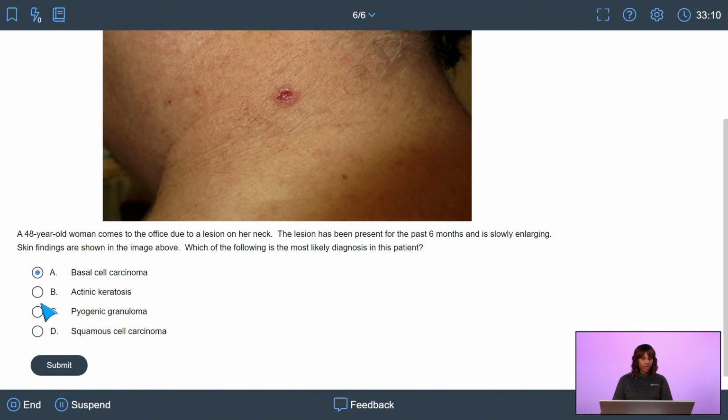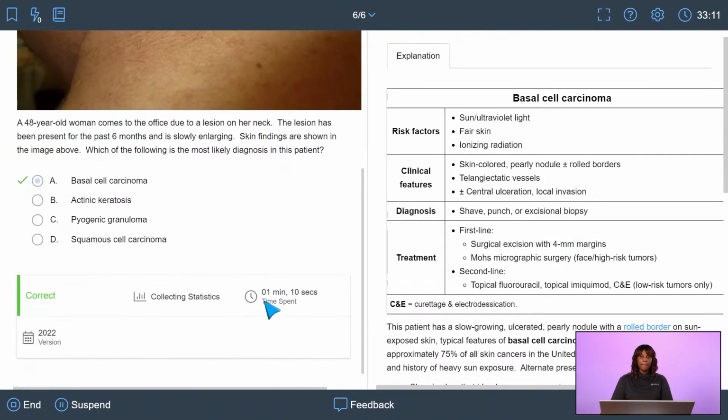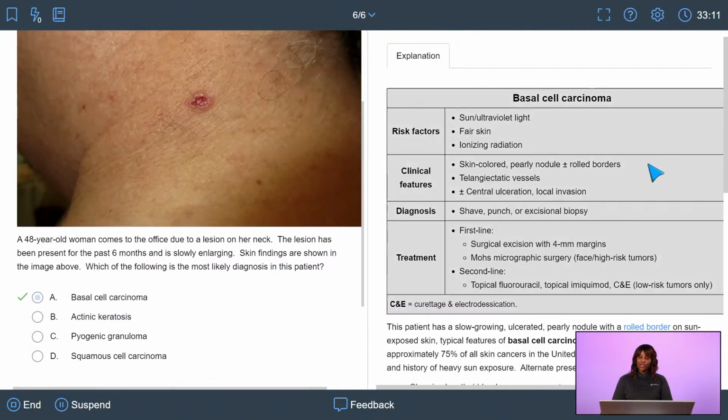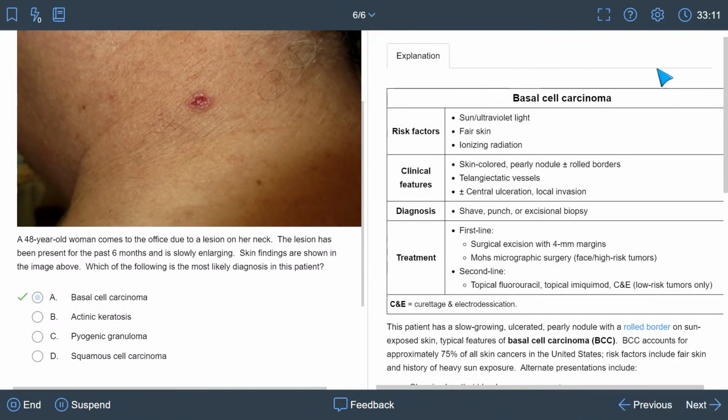The answer to this question is, it is a basal cell carcinoma. We actually just talked about this, so this is a good review. So basal cell carcinomas, the risk factors for these are going to be sun, UV exposure, fair skin, and ionizing radiation. The clinical features are going to be either skin-colored, pearly nodule, with or without the rolled borders. As we see here, that kind of pearly rolled border right there. Sometimes there's a central ulceration and local invasion. As you can kind of see, that actual BCC is a little ulcerated.